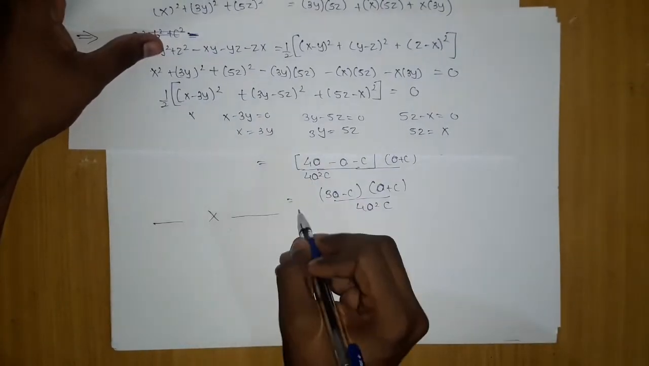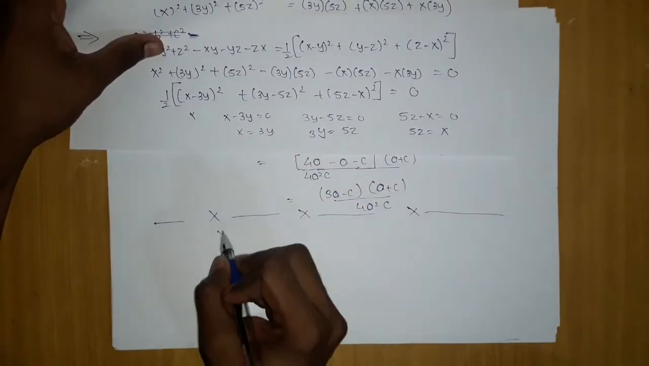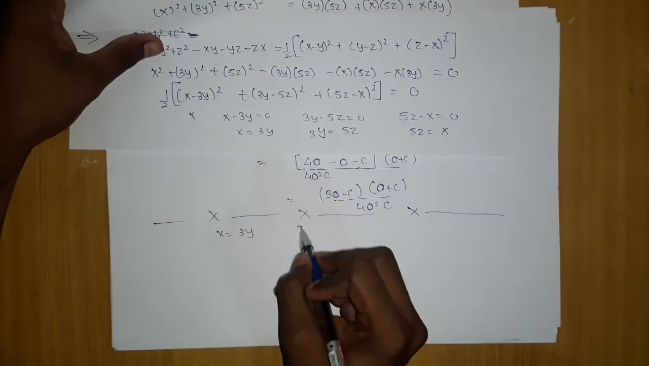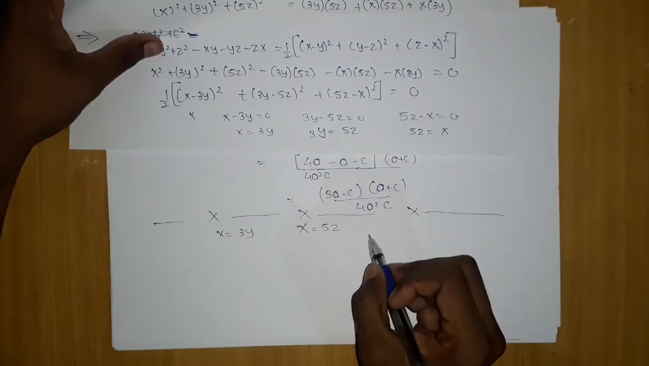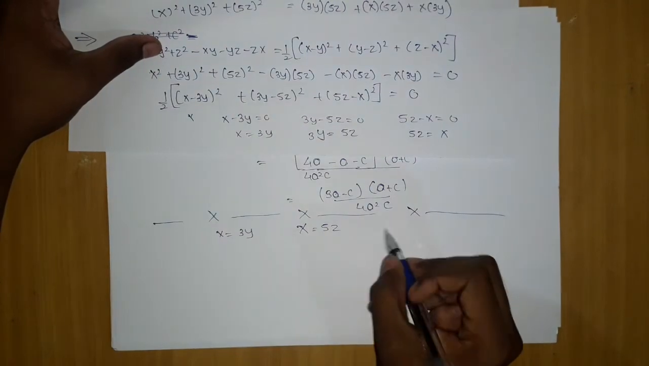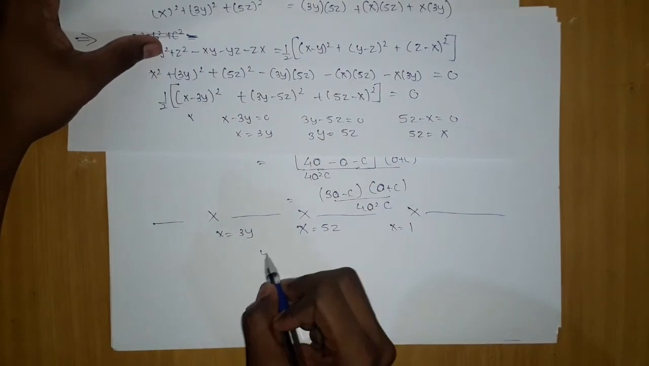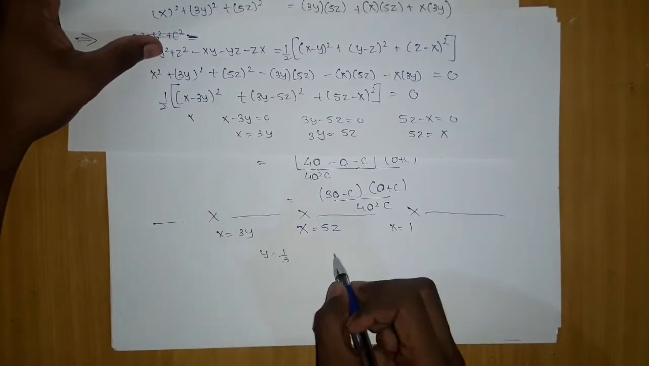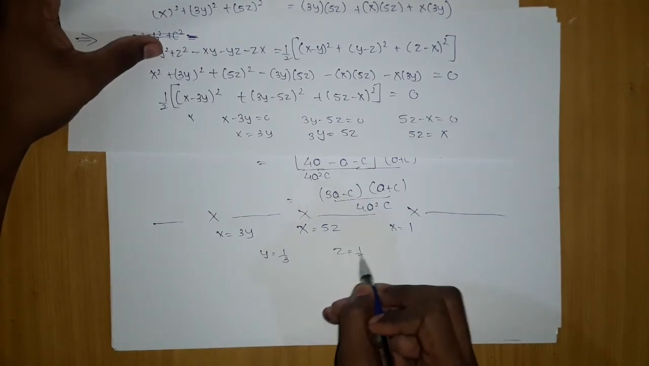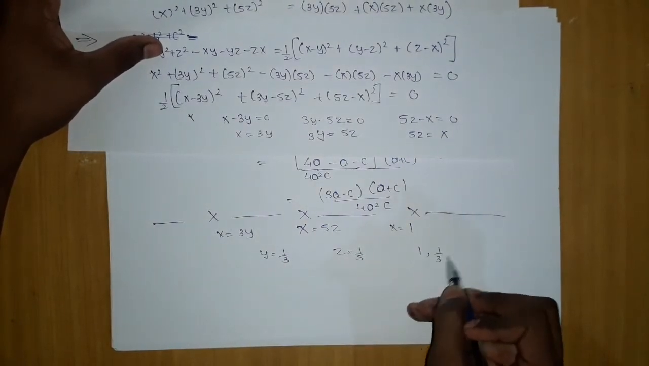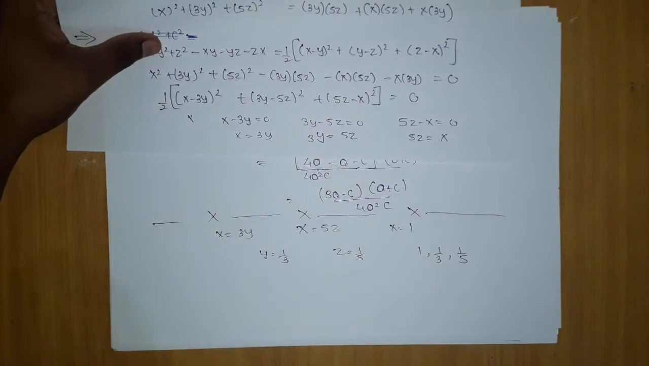After this step, we can do one thing: x is equal to 3y, x is equal to 5z. Similarly, if I consider x equal to 1, then y will be 1 by 3 in x terms, and z will be 1 by 5 in x terms. So 1, 1 by 3, 1 by 5 are the terms in x.